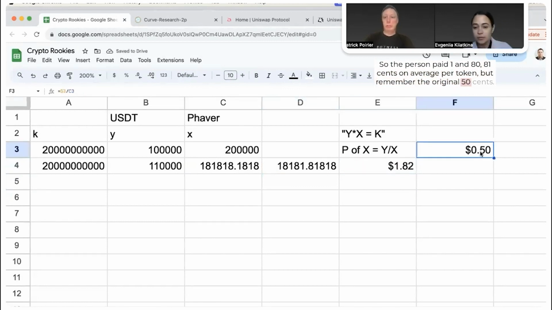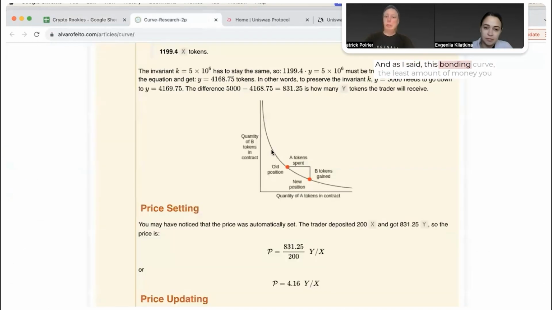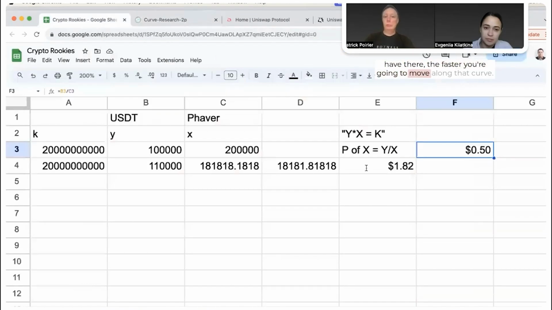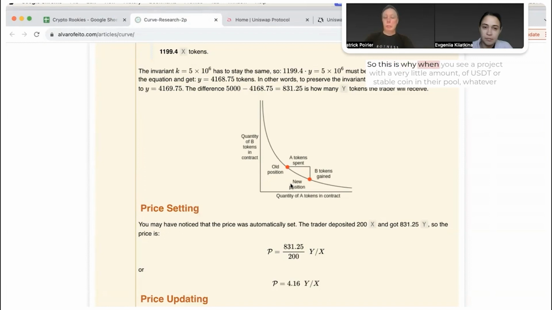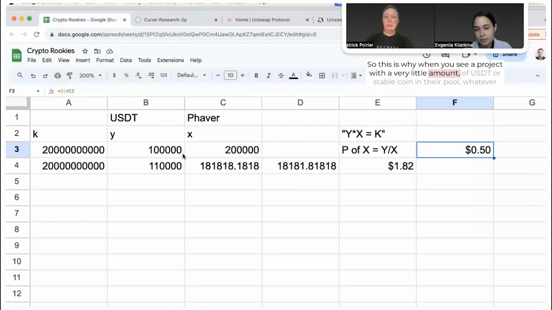But remember the original 50 cents. And that's because $10,000 is a large amount of the liquidity pool. And as I said, with this bonding curve, the less money you have there, the faster you're going to move along that curve. So this is why when you see a project with a very little amount of USDT or stablecoin in their pool, whatever amount of money you put in first will exponentially grow way faster.